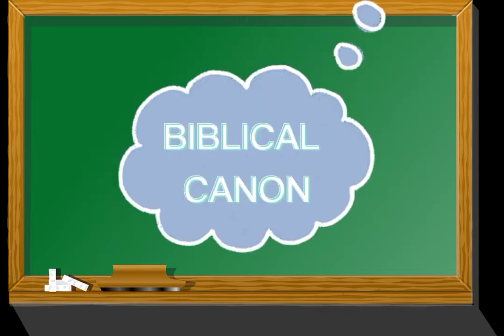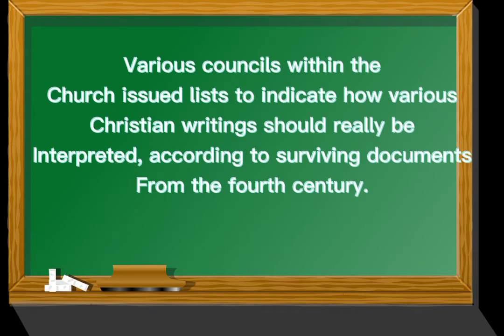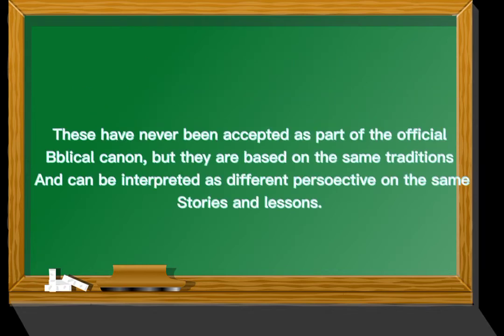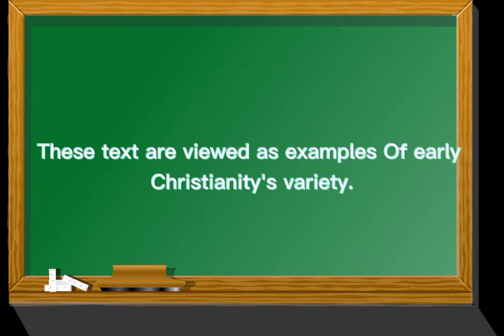Biblical canon. Various councils within the church issued lists to indicate how various Christian writings should be interpreted, according to surviving documents from the 4th century. These have never been accepted as part of the official biblical canon, but they are based on the same traditions and can be interpreted as different perspectives on the same stories and lessons. These texts are viewed as examples of early Christianity's variety.